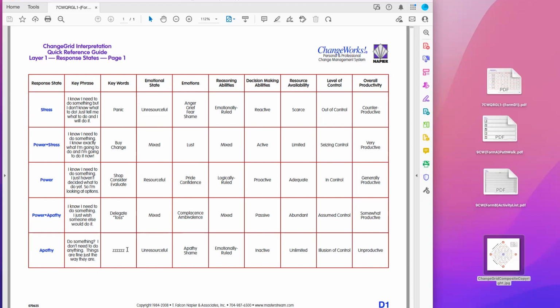You guys need to recognize when you are in these modes, because as long as you are in this apathy mode, you're going to continue to do all the things that apathy does. And that's not a whole lot. Unproductive, illusion of control, perceived availability of resources is unlimited, which is never the case. Decision-making is turned off.